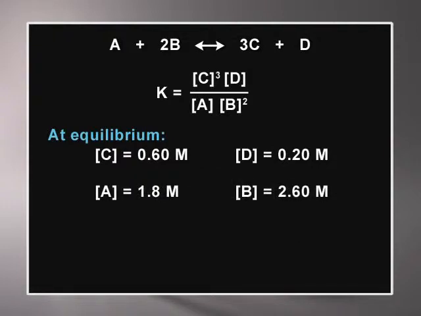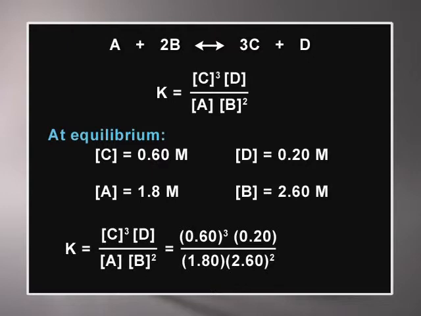I have now found the equilibrium concentration of A and the equilibrium concentration of B. B must be squared. We evaluate this expression, and the value for K turns out to be about 3.6 times 10 to the minus third.